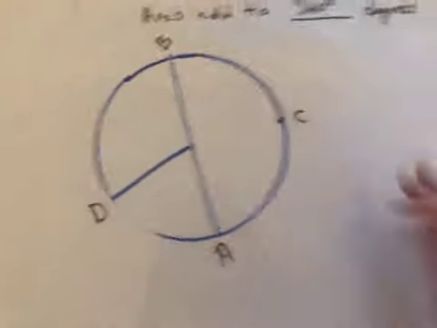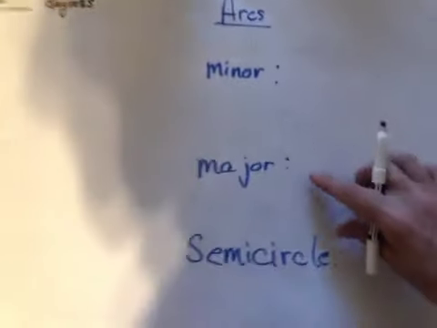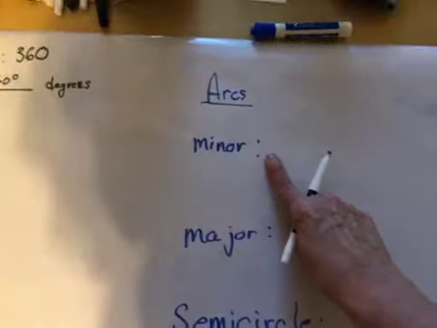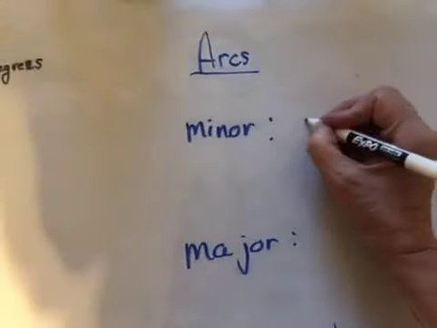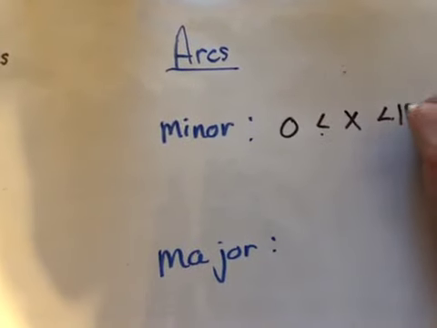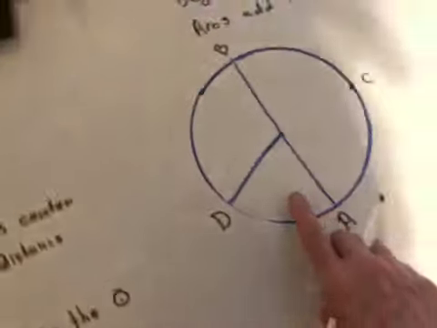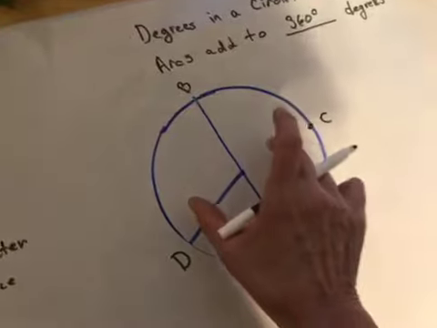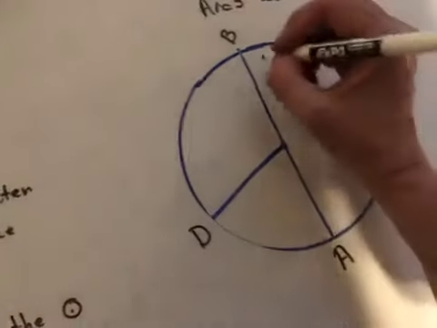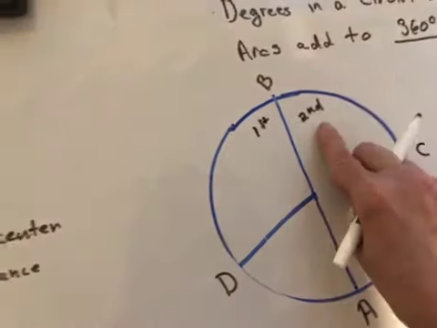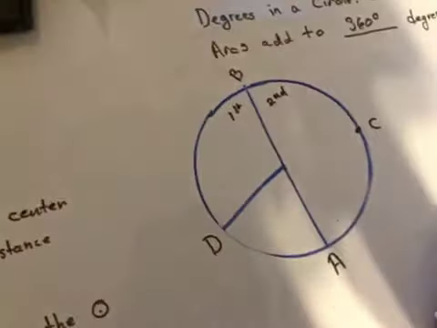So 3 arcs. We have minor arc, major arc, and then a specific arc, which is a semicircle. Minor arcs are going to be between 0 and 180 degrees. Okay, so a minor arc is going to be less than a semicircle. So AB is our diameter, which divides the circle into 2 halves. We have our first half on the right, second half on the left.